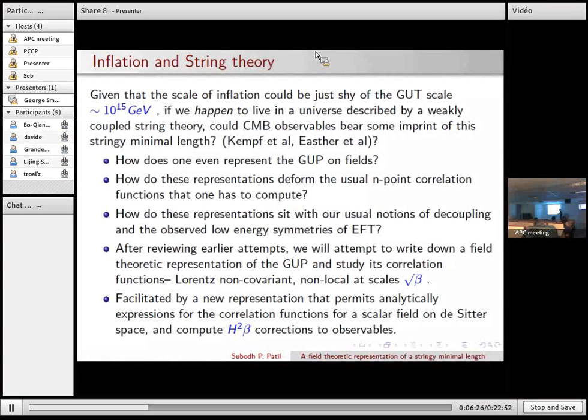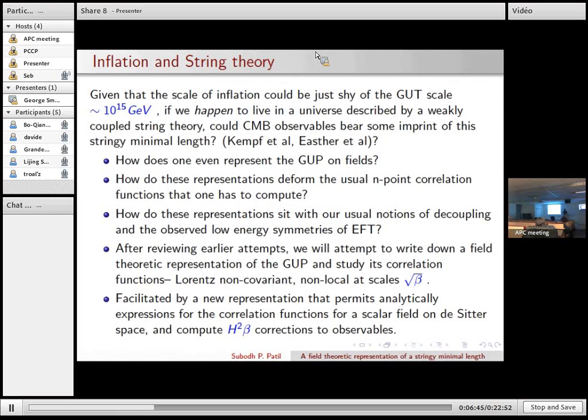And if I may motivate where this all came from, there was a bunch of papers that said, well, maybe we could see effects of very high energy physics in CMB observables, unlike the intuition that comes from effective field theory, wherein maybe you get certain correction observables that are not as suppressed as one would think.